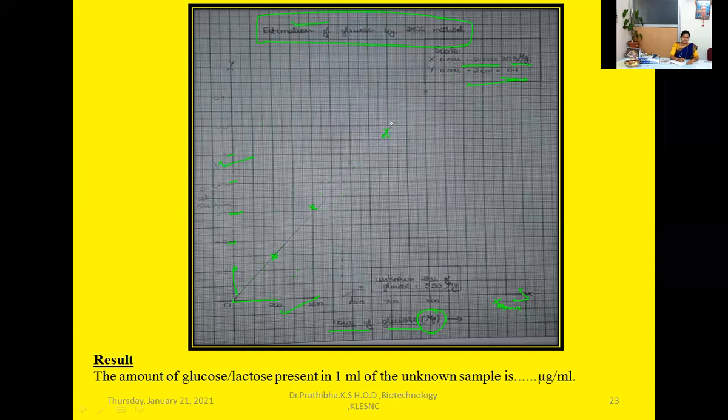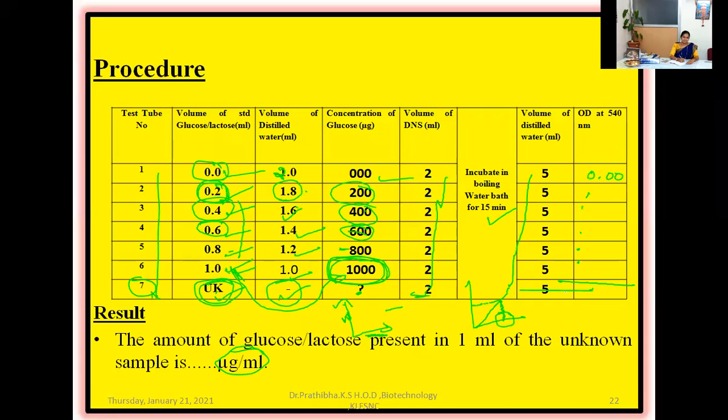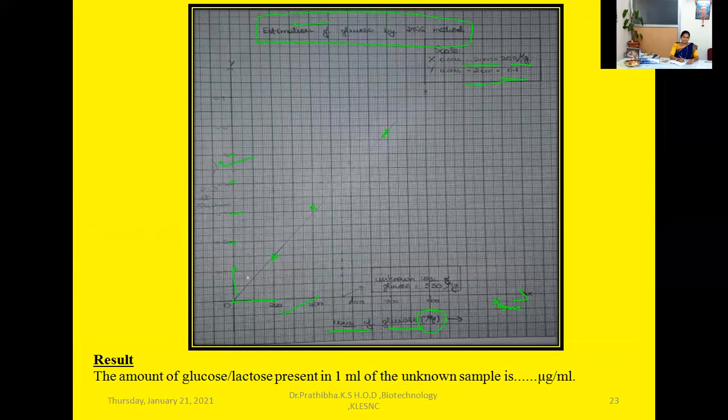Then the OD you got in the unknown sample, the seventh test tube OD, we need to check where that OD will come. According to that, from there you are going to put the dotted lines, and once this dotted line touches the standard curve, draw the perpendicular dotted line to the x-axis. Wherever the dotted line touches the x-axis, the concentration of the glucose, that much amount of glucose is present in the unknown sample.